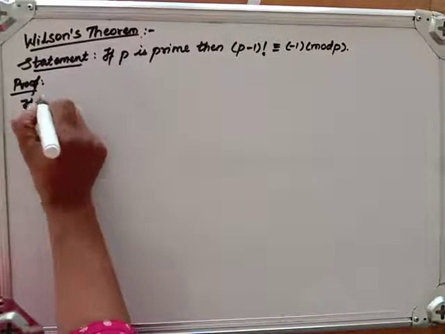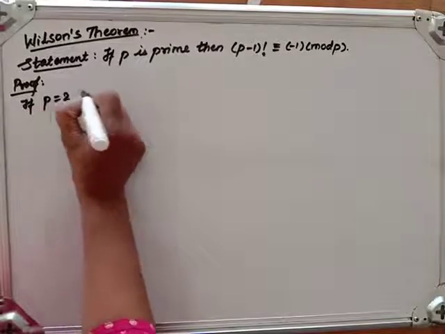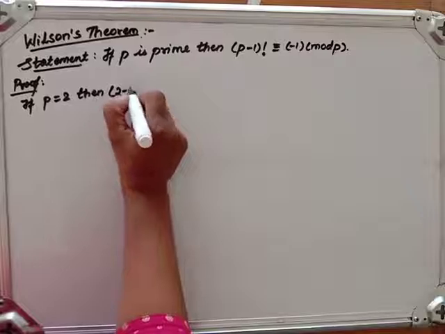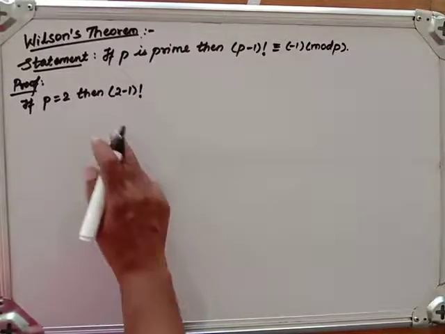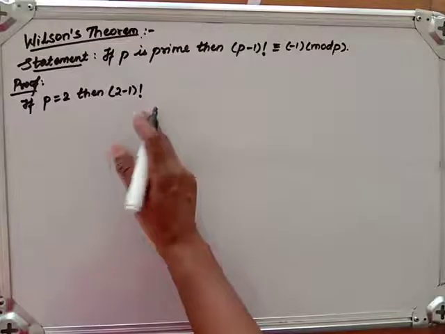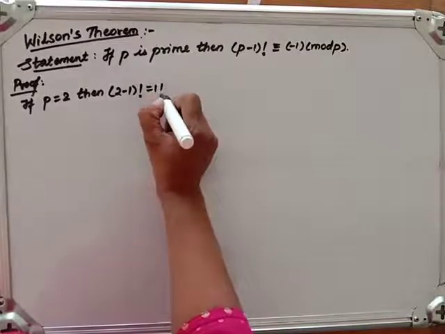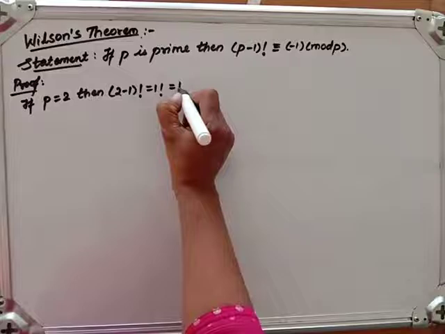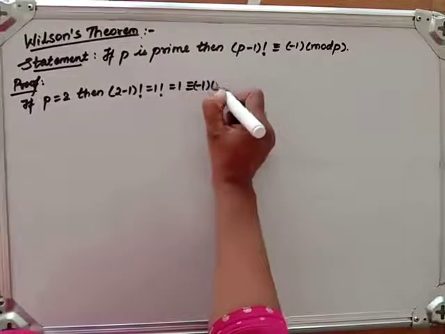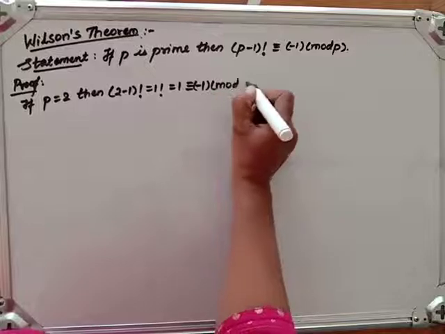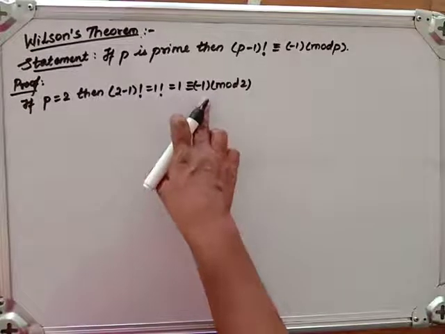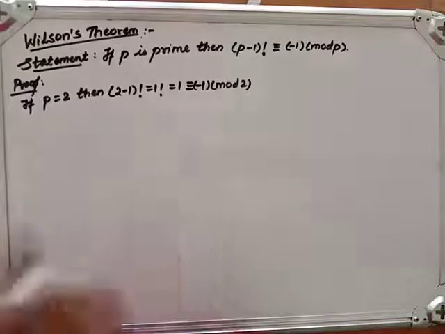Now if P is equal to 2, then what does it give? 2 minus 1 factorial, that will be 1 factorial. It will be 1 factorial, that is equal to 1. Obviously, it is congruent to minus 1 modulo 2. Fine. Look at here, 1 gives remainder minus 1 modulo 2.